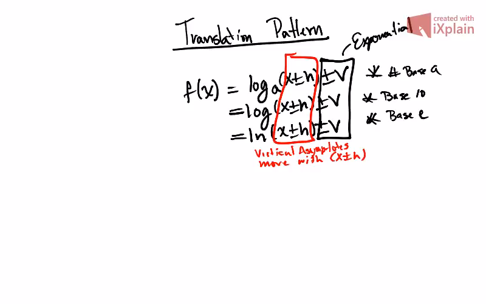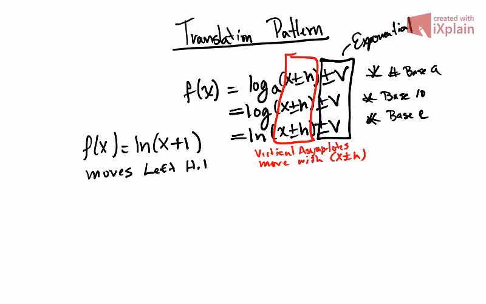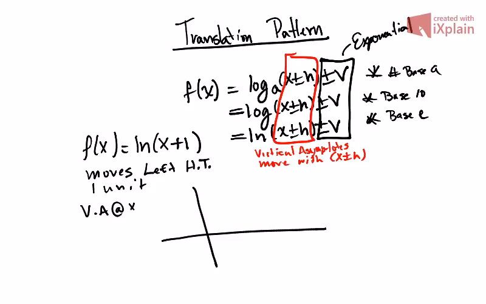So, for instance, if I have f of x equals the natural log of x plus 1, I know right off the bat it moves left. It's a horizontal translation of 1 unit. What that means is I have a vertical asymptote at x equals -1. So I draw a vertical asymptote at x equals -1.